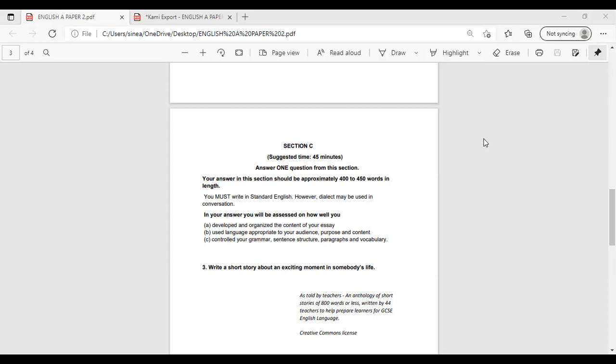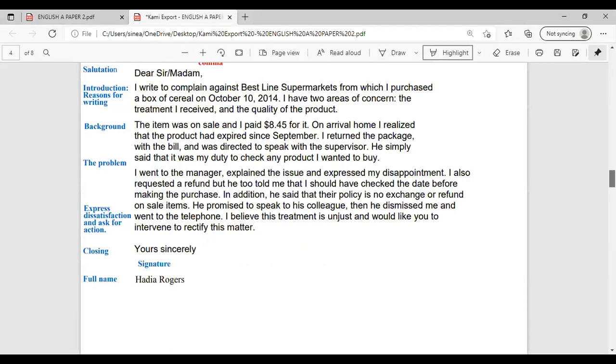So when you get something like write a story about an exciting moment in somebody's life, how do you approach something like this? Because everybody has had an exciting moment. How can I put that in my writing? How can I develop my writing to suit that? All right, so let's go to that example.